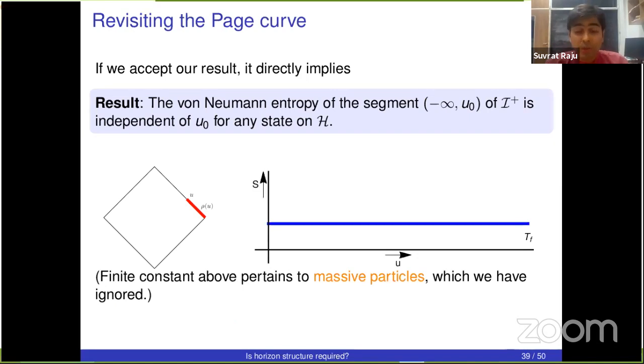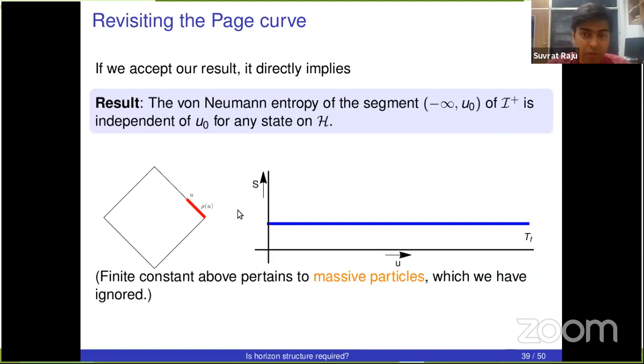Okay. So in particular, what does this mean for the von Neumann entropy? If you were to compute the von Neumann entropy of this red segment on null infinity, this von Neumann entropy would not change as you extend this segment towards timelike infinity. And the reason for that is that all the information is already available near its past boundary. And this suggests that the von Neumann entropy of the segment from minus infinity to u0 is just independent of u0, of its ending point, for any state in the space of massless particles.